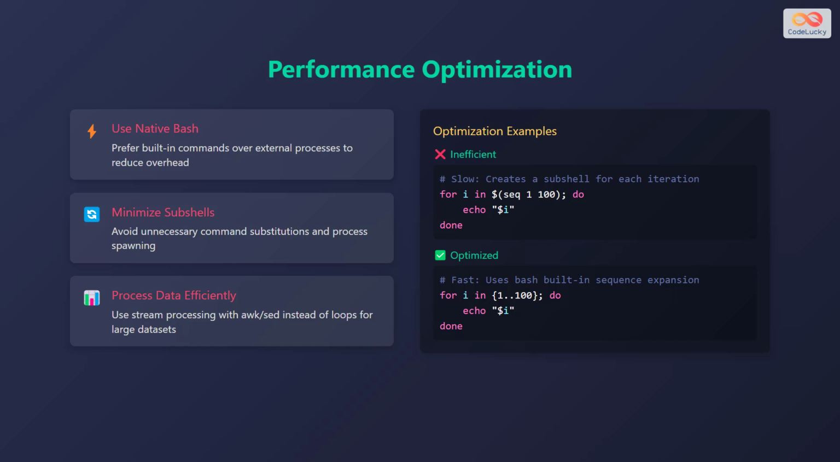The inefficient code example shows a slow way to iterate through a sequence of numbers using a subshell. The optimized code example shows a faster way to achieve the same result using bash built-in sequence expansion.